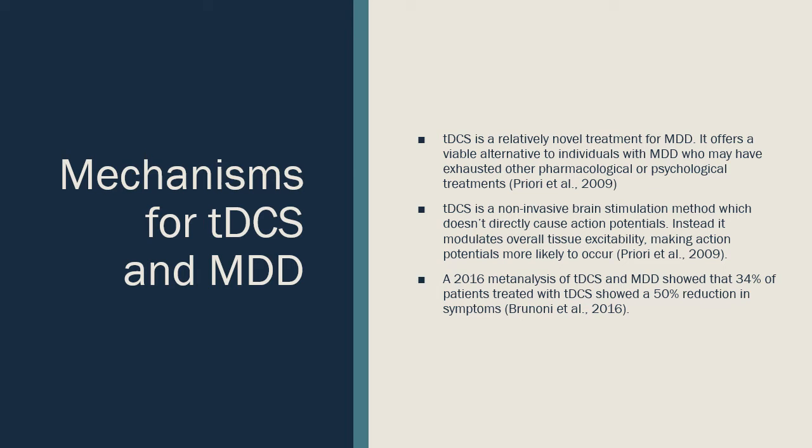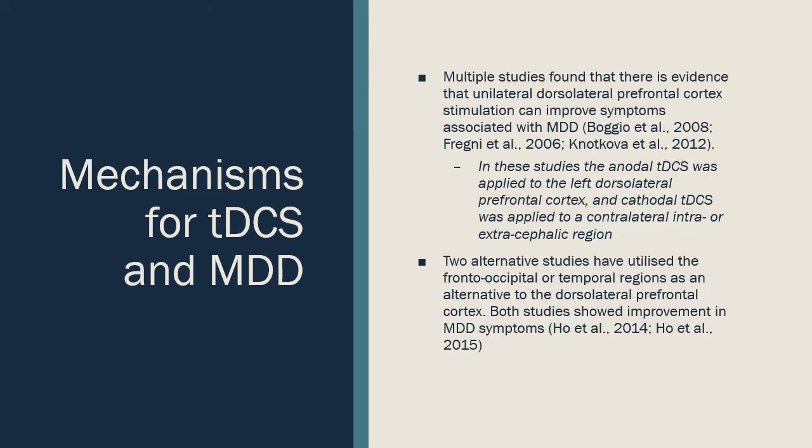A 2016 meta-analysis of tDCS and MDD showed that 34% of patients treated with tDCS showed a 50% reduction in symptoms. Studies found that there's evidence that unilateral dorsolateral prefrontal cortex stimulation can improve symptoms associated with MDD. In these studies, the anodal tDCS was applied to the left dorsolateral prefrontal cortex, and cathodal tDCS was applied to the contralateral intra- or extracephalic region. Two alternative studies have utilized the fronto-occipital and temporal regions as an alternative to the dorsolateral prefrontal cortex. Both studies showed improvement in MDD symptoms.